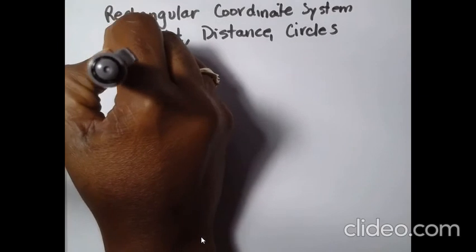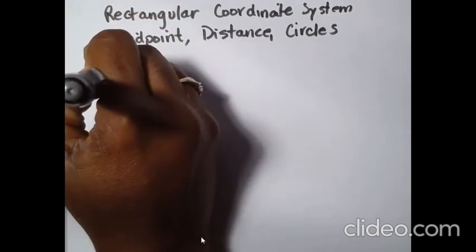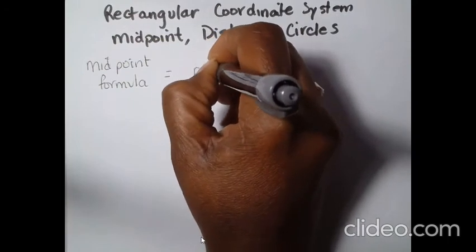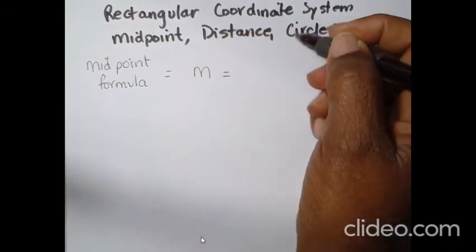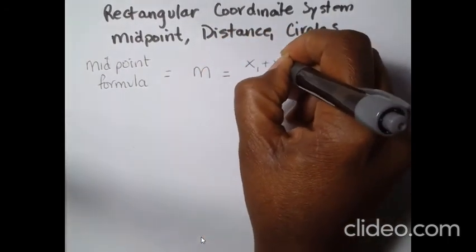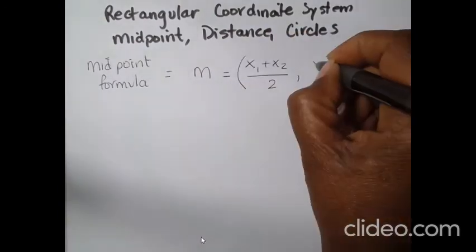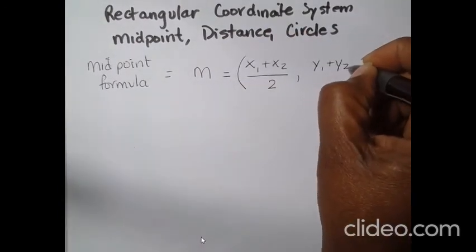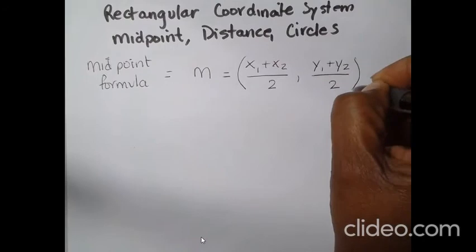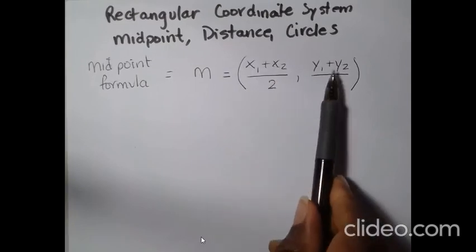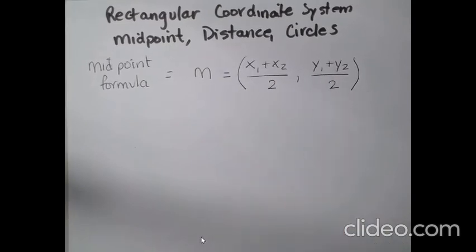So the midpoint formula is the midpoint equals x1 plus x2 over 2. This is our first coordinate. And y1 plus y2 over 2 gives us our y coordinate when you're trying to find the midpoint. Of course, you need to have 2 points that you're working with in order to find the midpoint.